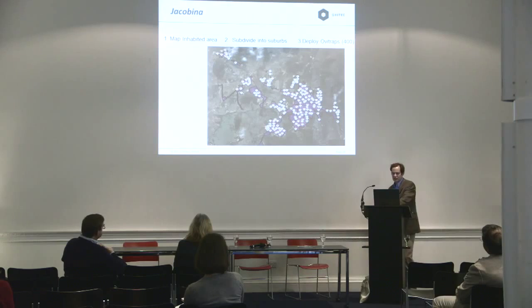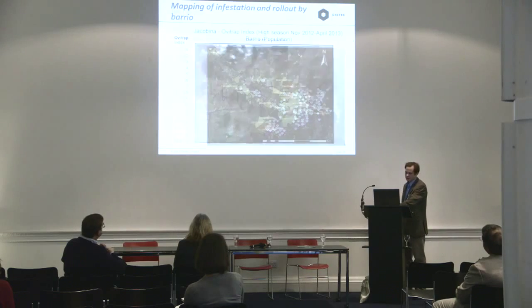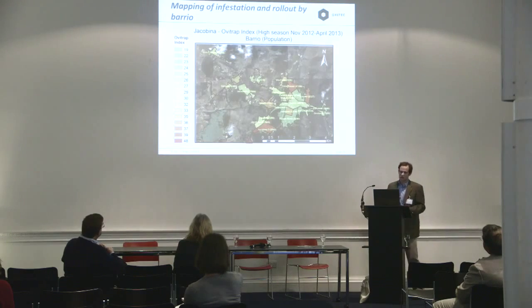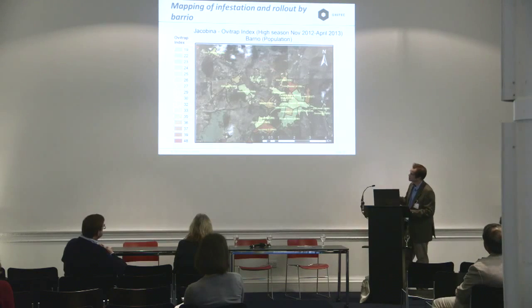Then we deployed traps, in this instance about 400 ovitraps. And from that, we're able to get an idea of what the incidence of the mosquito is in all these different areas. And as you can see, it varies greatly. I mean, these red areas are very high ovitrap index. These green areas, you have a much lower ovitrap index.